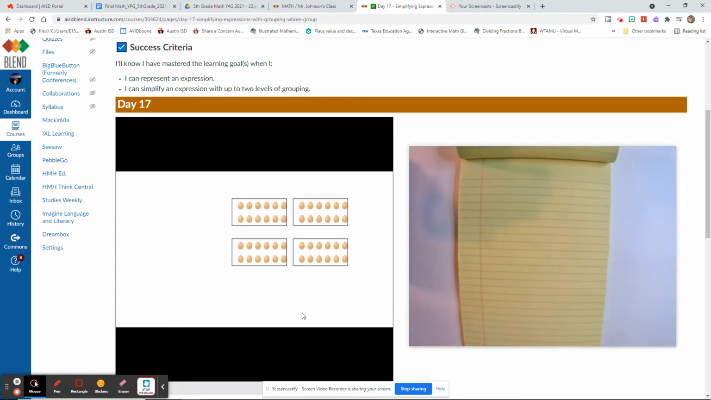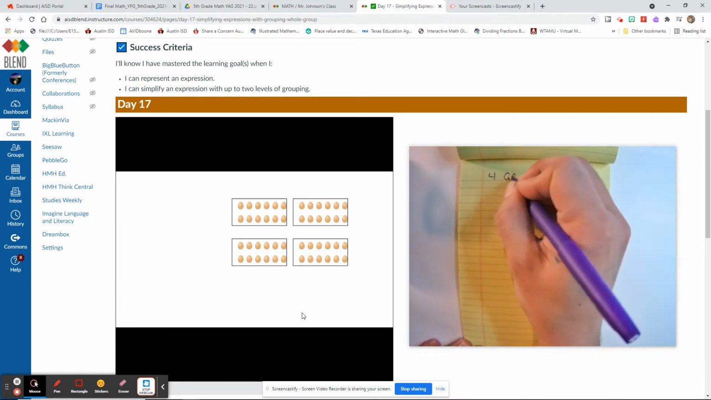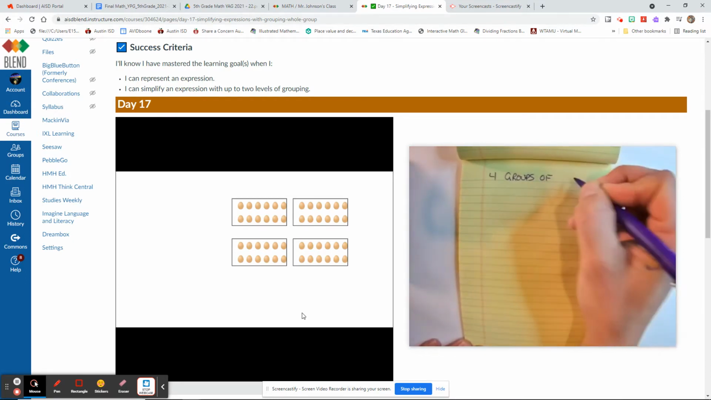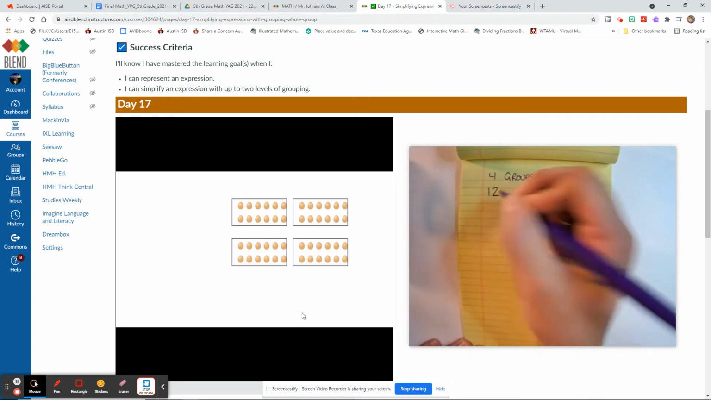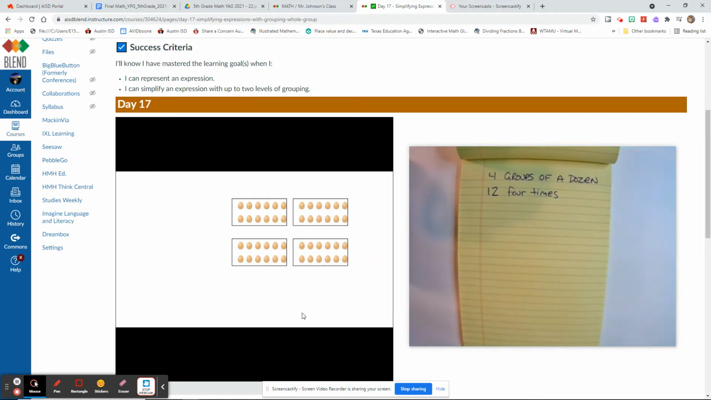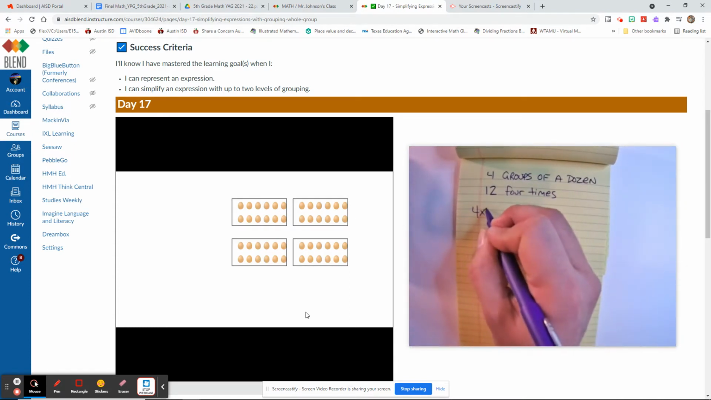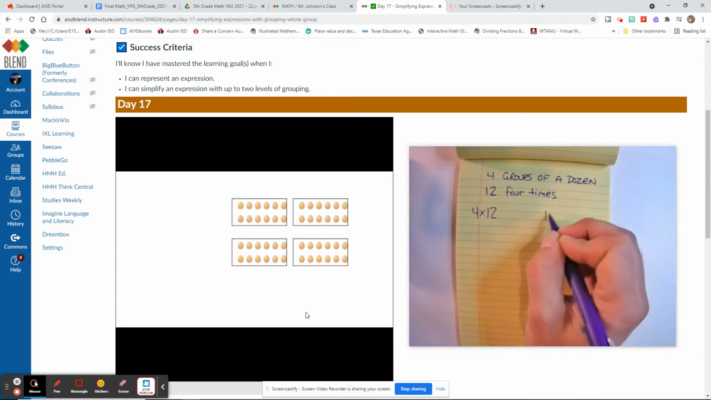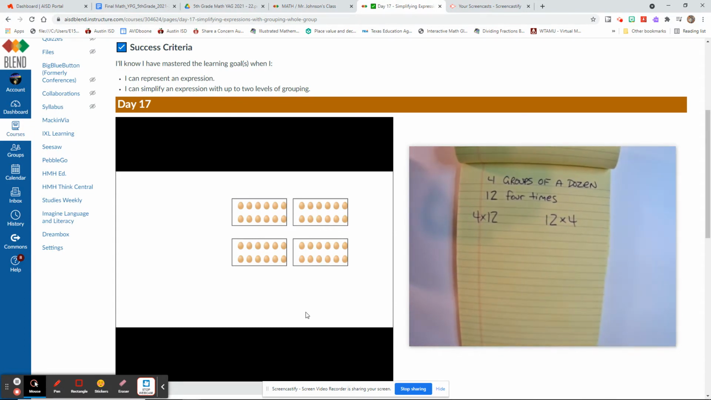All right, so if we're going to write an expression of what we're looking at over here, we could say something like 4 groups of a dozen. Or we could say 12, 4 times. All those would essentially say what we're looking at right now. Remember, 4 groups of a dozen looks like 4 times 12. 12, 4 times looks like 12 times 4. Both of those would get you the same answer. So that's the first thing I think I'm looking at.